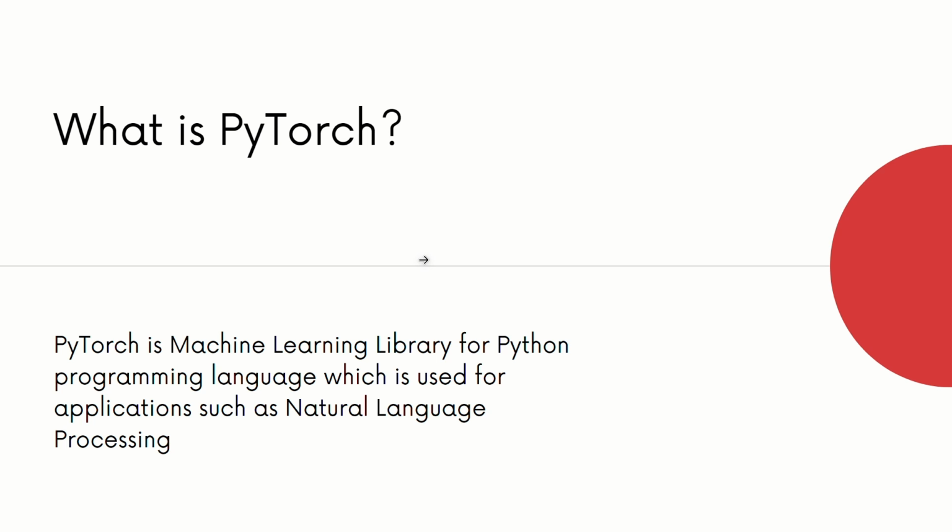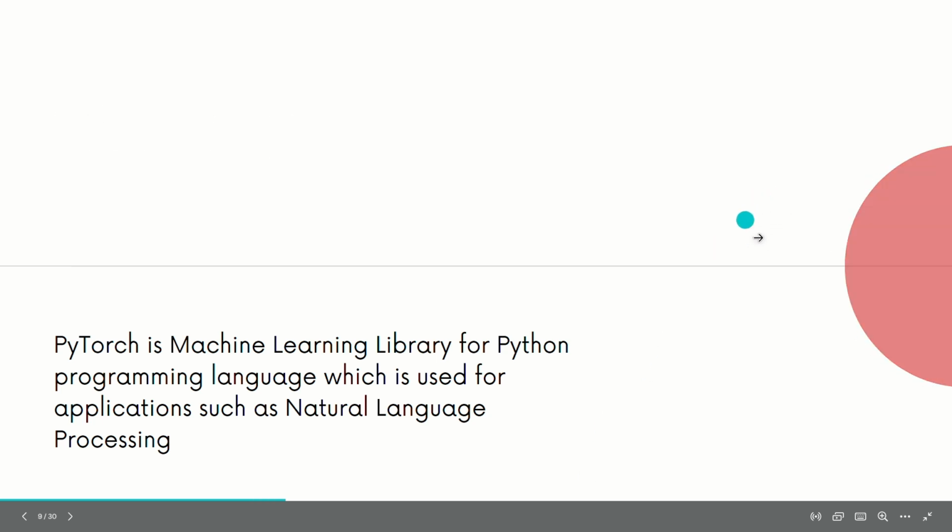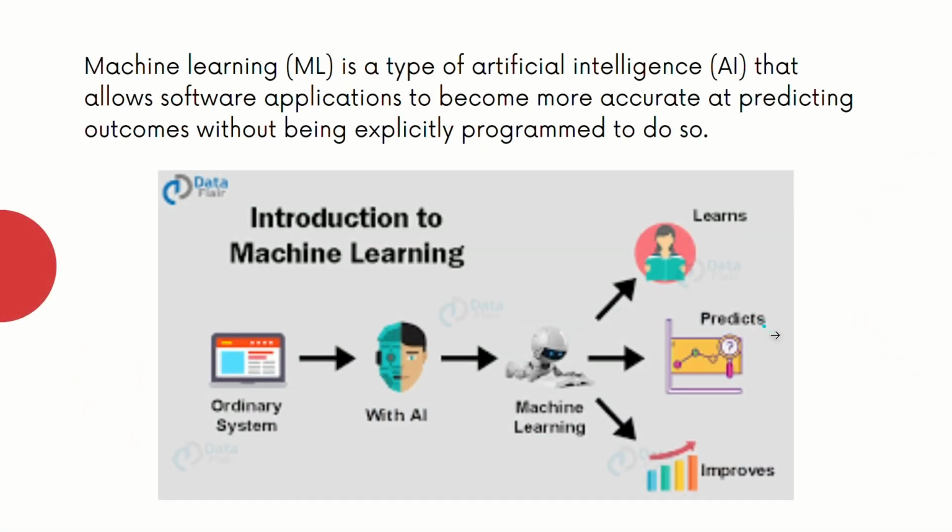So PyTorch is a machine learning library for the Python programming language, which is used for applications such as natural language processing. Now again, in this we have a few technical terms, we'll see about them in the next slide. So machine learning is a type of artificial intelligence which allows software applications to become more accurate at predicting outcomes.